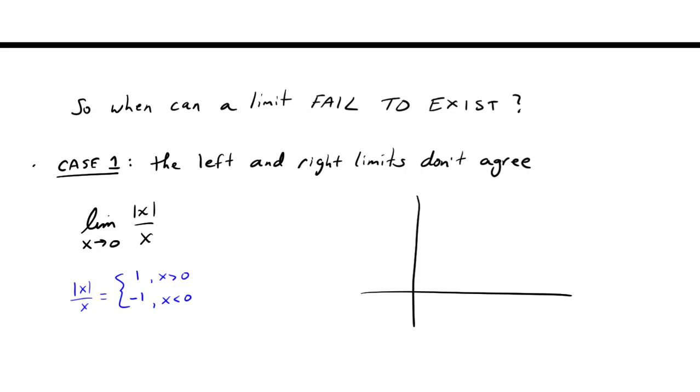So what does this function look like? For any positive x, you're always at 1. But you don't have a value at 0. And for any negative x, you're at -1, and you still don't have a value at 0. So that's what this function looks like. It's always 1 for all positive numbers and always -1 for all negative numbers and not defined at 0.